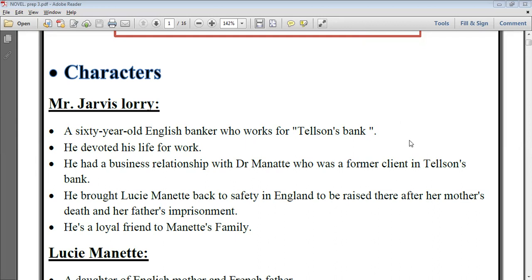For today's session, inshallah, will be the novel. Today, we're going to talk about the novel that you're going to study this year, inshallah. It's entitled A Tale of Two Cities. Of course, this is an interesting novel. You know a lot about this novel, inshallah. In these sessions, I'm going to introduce the characters and many things for you right now. A Tale of Two Cities.